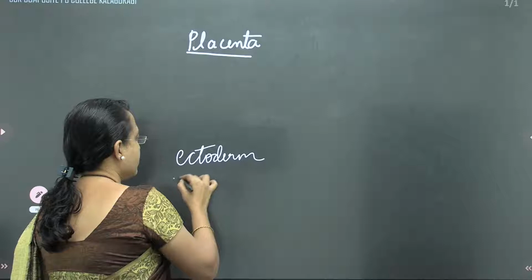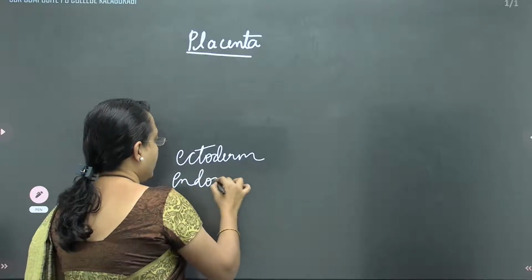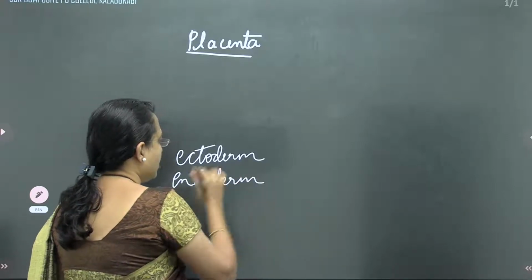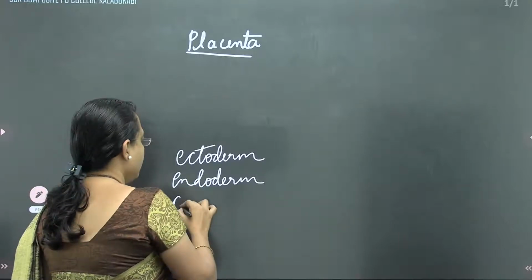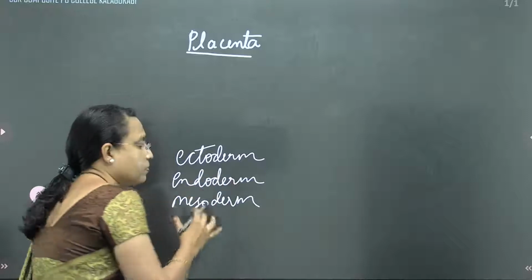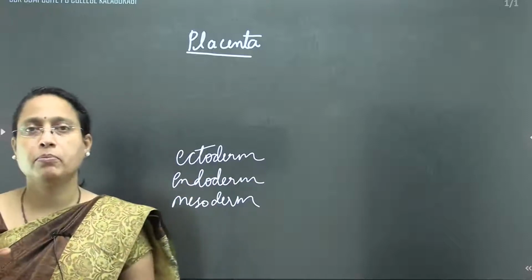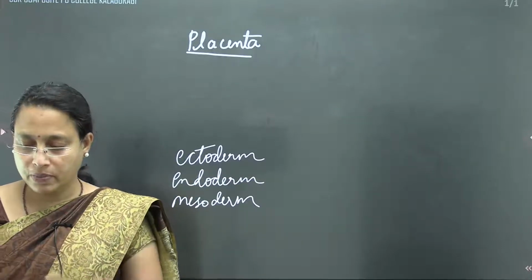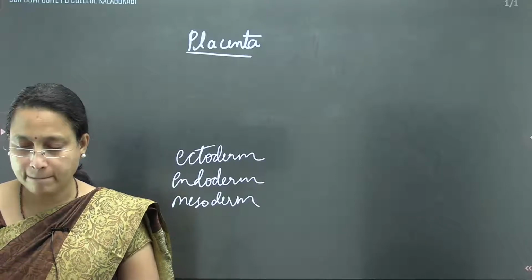What does it give rise to? Endoderm. What does it give rise to? And of course, the mesoderm. So this particular germ layer forms a particular part of the body. So different parts of the body it is able to form.